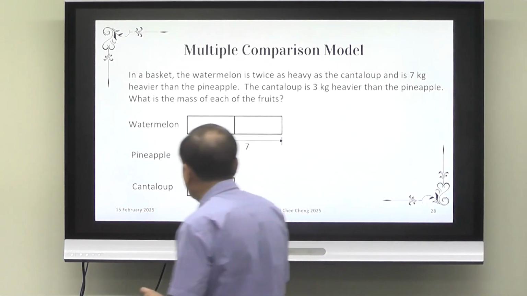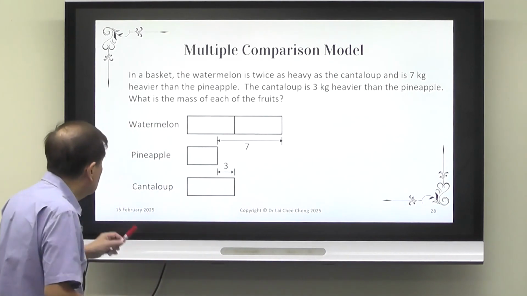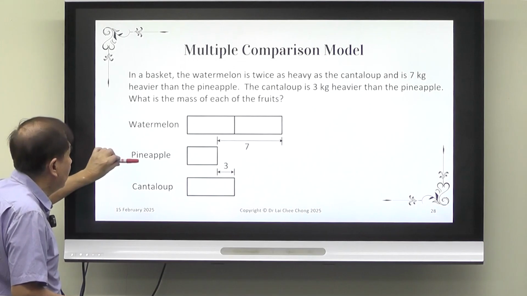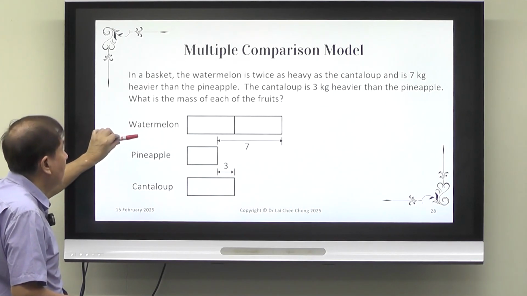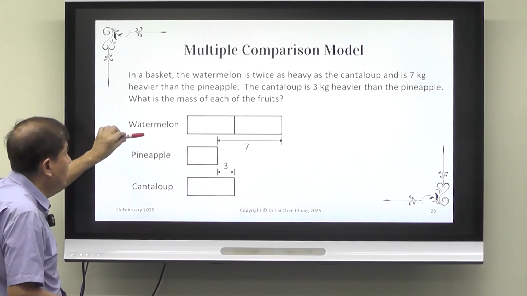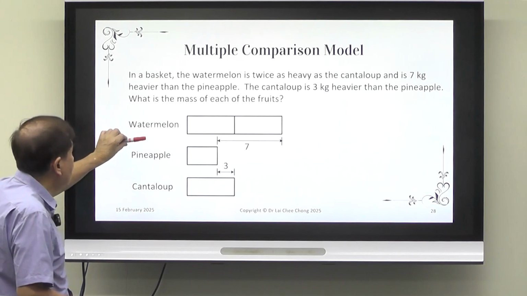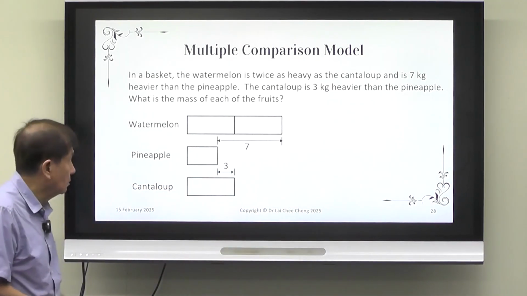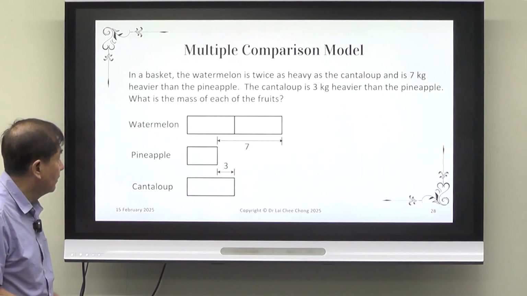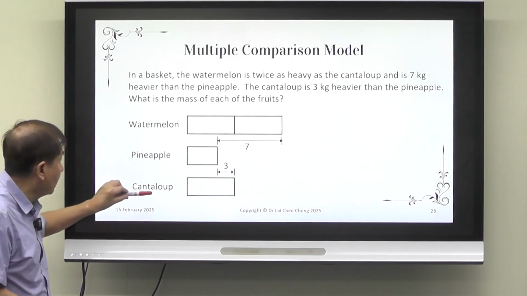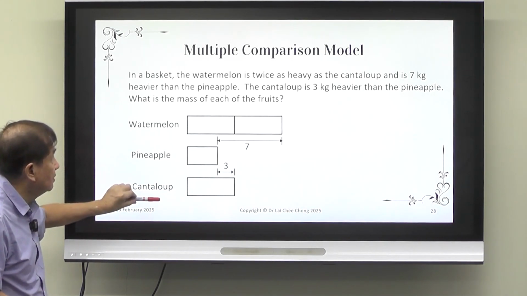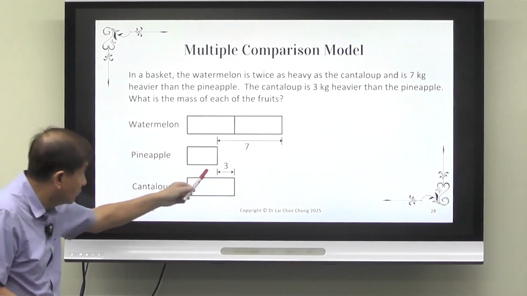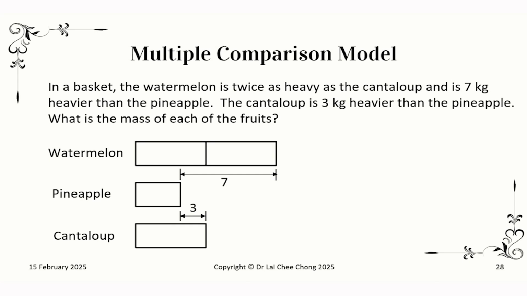Now look at it again. When I compare the pineapple with the watermelon, what does it say? It says that the watermelon is what? 7 kg heavier than the pineapple, right? 7 kg. Okay? And when I compare the cantaloupe with the pineapple, what does it say? The cantaloupe is what? 3 kg heavier than the pineapple. So 3 kg. You follow me?